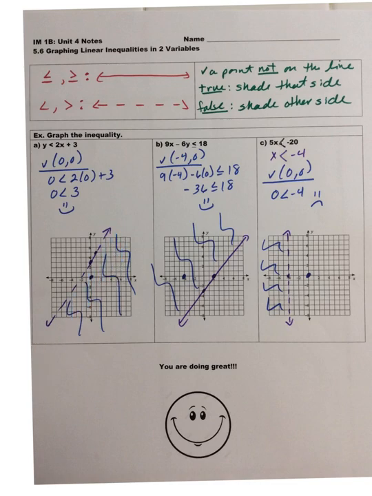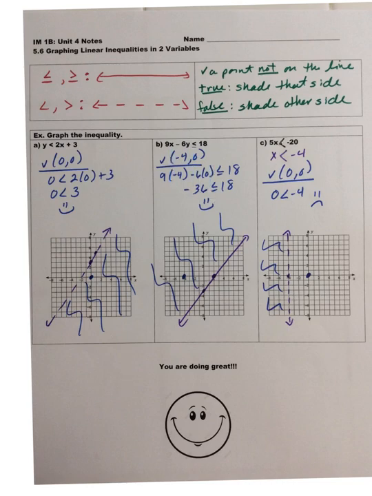Then I pick a point to check. If I can, I really like to check the point (0, 0), because 0 times anything is 0. So I'm going to check the point (0, 0), which means I plug in 0 for y, and I plug in 0 for x. So I get 0 is less than 2 times 0 plus 3. Is 0 less than 3? Yes! Happy! 0 is less than 3, and there's the point, so that's the side we want to shade.